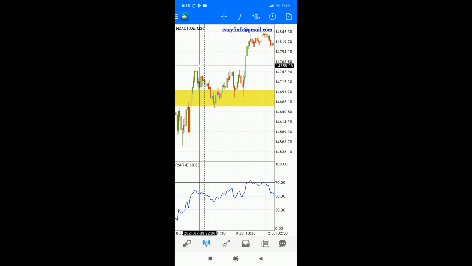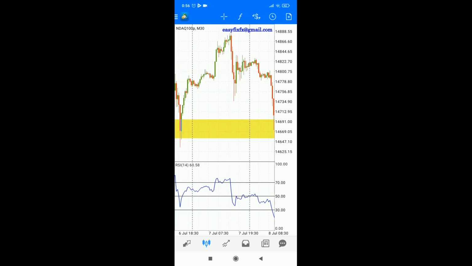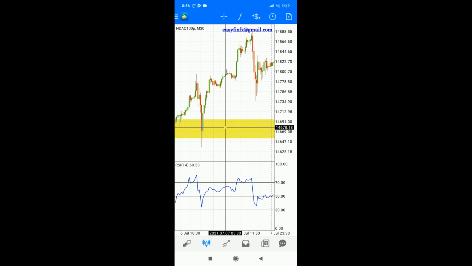Here's a high in place. Here's a low in place. The RSI goes above the 70 level, and the market carries on going up. So it just happens over and over again, guys.